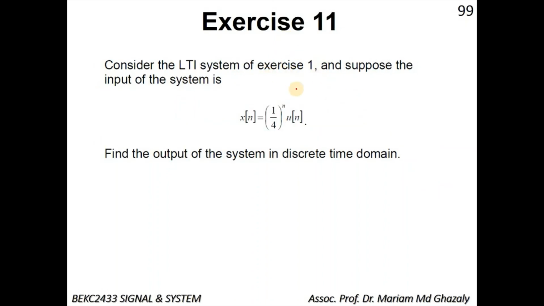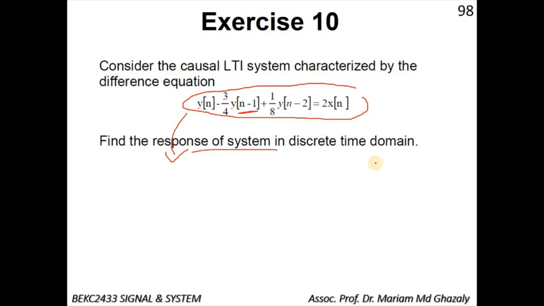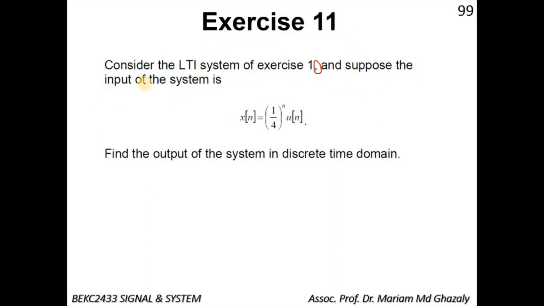Another exercise is, by answering exercise, sorry, this is not exercise 1 but exercise 10. Based on this exercise 10, suppose that the input of the system is given by x[n], so find the output of the system in the discrete time domain. Okay, so you need to submit 3 exercises just now.